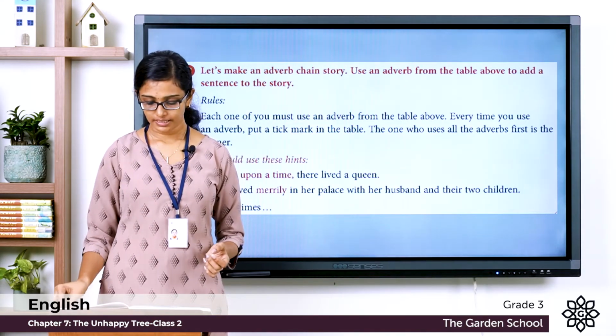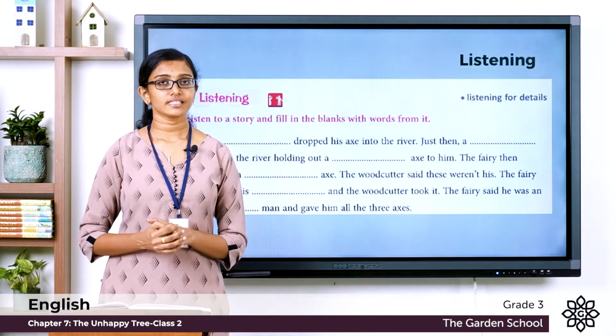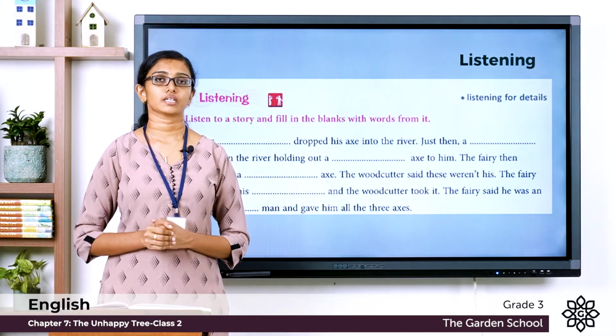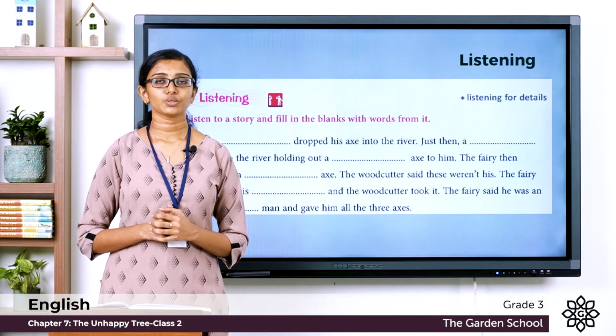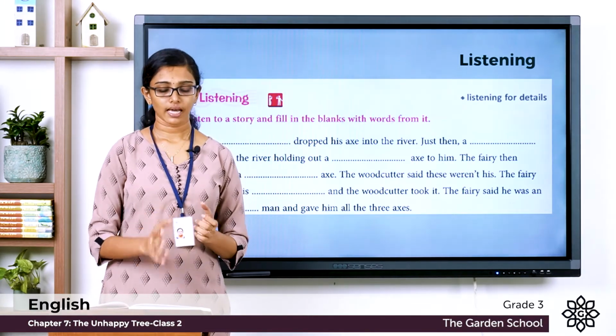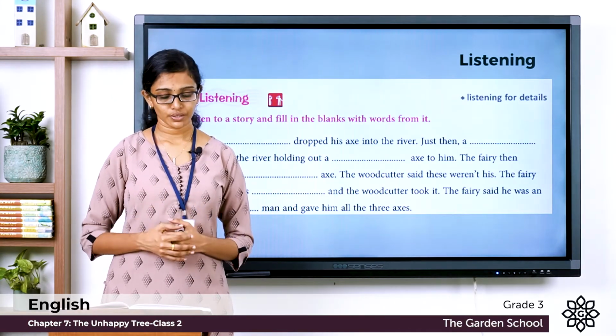Let's move on to the next section. It's the listening section. And here, listen to a story and fill in the blanks with words from it. So, I'm going to read out a story to you. You have to listen to it very carefully and then you have to fill up the blanks given in this paragraph. So, let me read out the story to you.